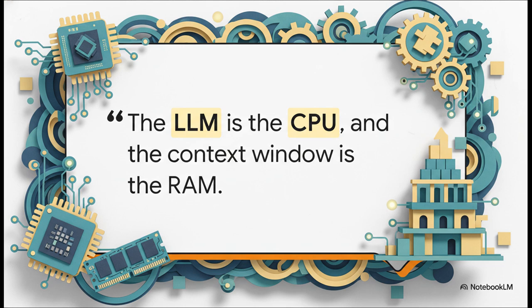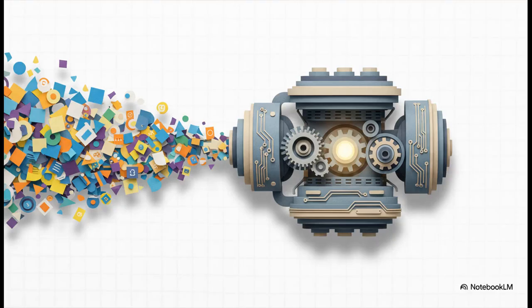He said, the LLM is the CPU, and the context window is the RAM. Just let that sink in for a second. This single idea completely reframes how we should be thinking about these models. And honestly, it's the key to everything we're about to get into. So what does that actually mean?